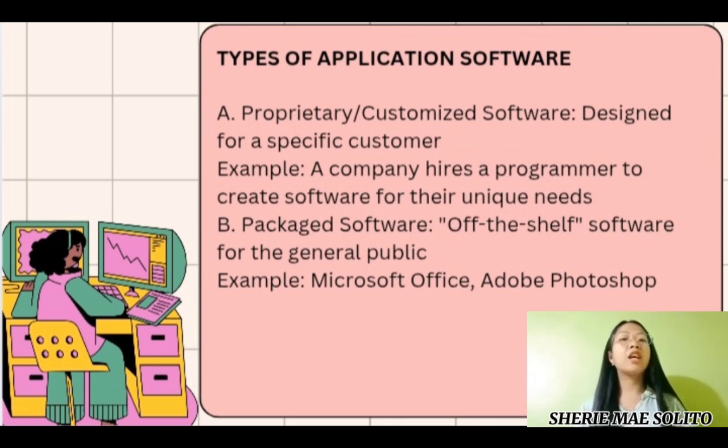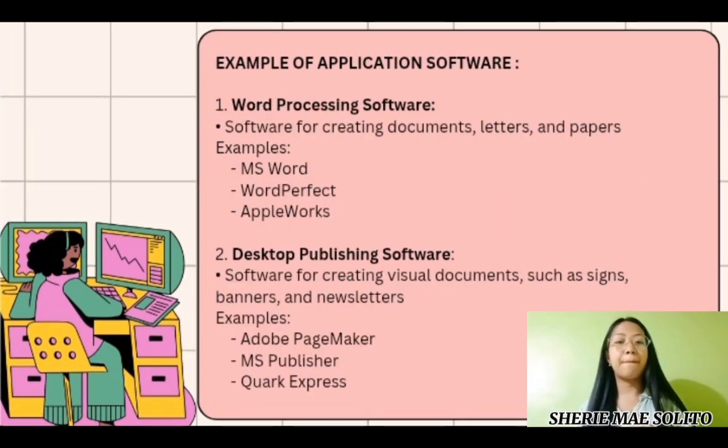B is package software. It is off-the-shelf application software developed for sale to the general public. It can be for sale, leased, or rented from a vendor that developed the program or group of programs that has been developed by a vendor and is available for purchase in a prepackaged form. Examples are Microsoft Office and Adobe Photoshop.